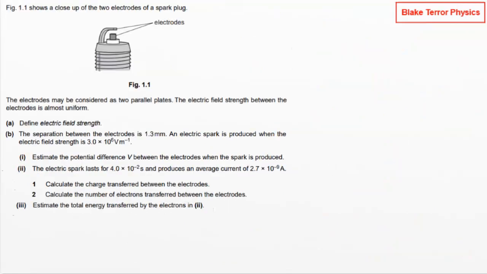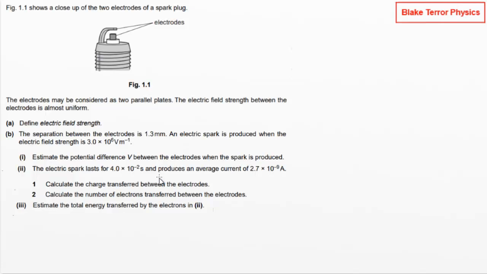Anyway, onwards. Figure 1.1 shows a close-up of the two electrodes of a spark plug. Electrodes may be considered as two parallel plates. Electric field strength between the electrodes is almost uniform. Define electric field strength. Right, yet again, force per unit positive charge. Separation between the electrodes is 1.3 millimeters. An electric spark is produced when the electric field strength is that. Estimate the potential difference between the electrodes when the spark is produced.